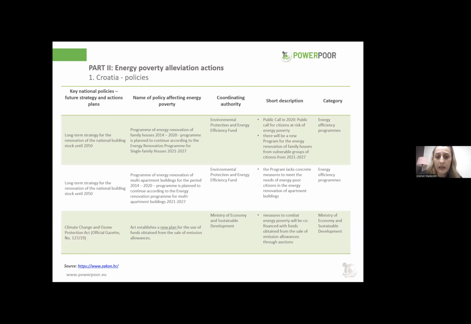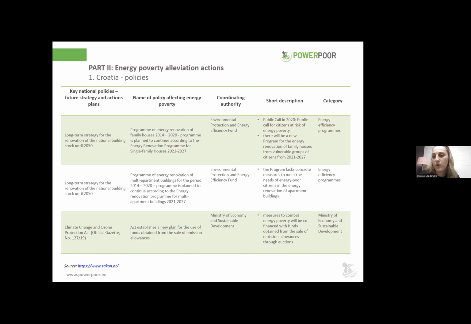And in 2021, we also got two programs for renovation of houses. One is for the private homes, and one is for the multi-apartment buildings. It's an extension of the programs that ran from 2014 till 2020, and it was really popular. You have public calls under those programs, and there was a grant scheme that was offered.